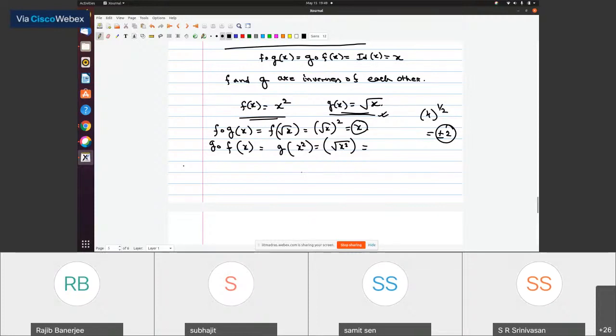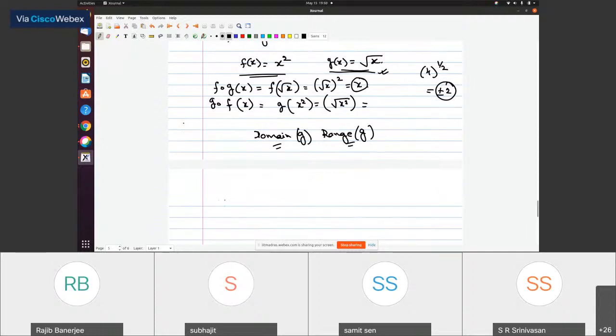Before going further, can you tell me the domain of G and the range of G? Here G is equal to root x. The domain of G is any positive real number. So domain of G is any real number such that x is positive.